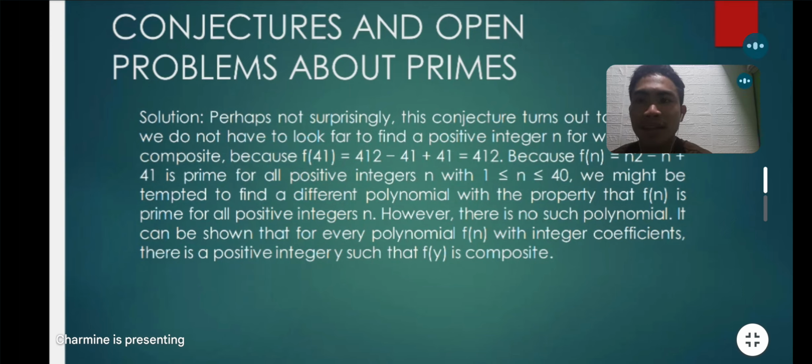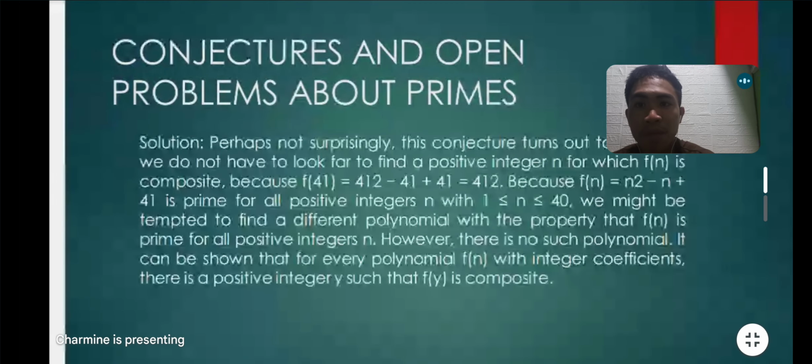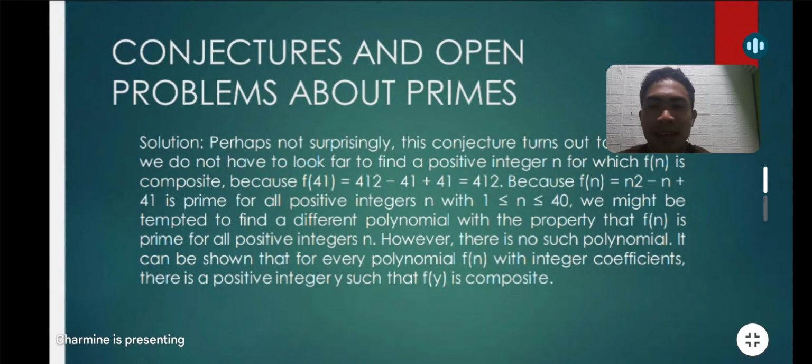So we might be tempted to define a different polynomial with the property that f(n) is prime for all positive integers n. However, there is no such polynomial. It can be shown that for every polynomial f(n) with integer coefficients, there is a positive integer y such that f(y) is composite. So, next slide.